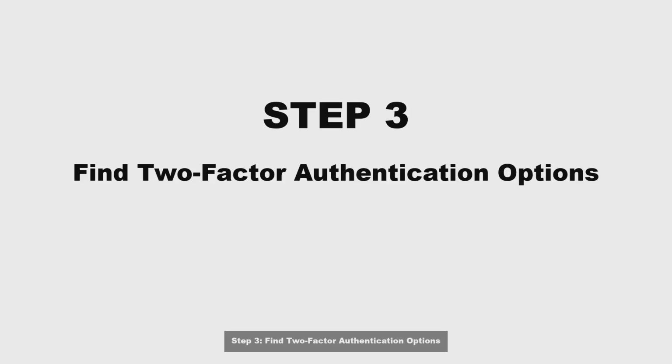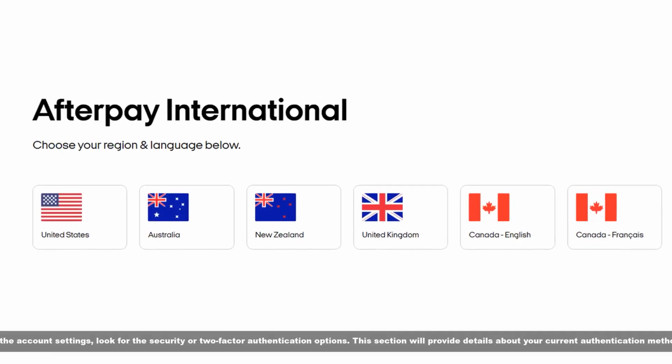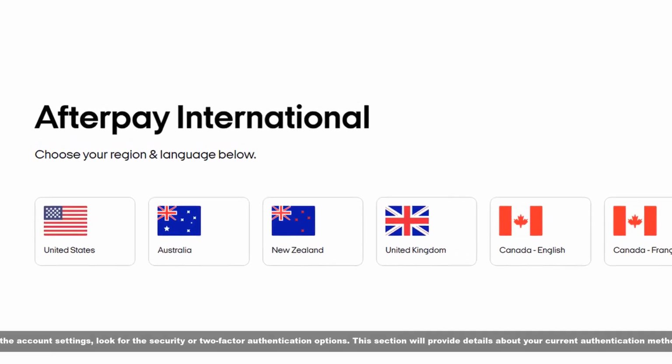Step 3. Find two-factor authentication options. In the account settings, look for the security or two-factor authentication options. This section will provide details about your current authentication method.